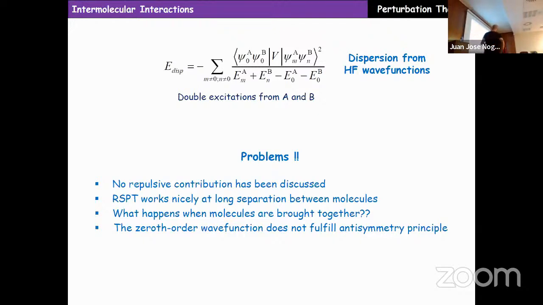Well, what are the problems here? All the problems here are those associated to the fact that there is an overlap between the electrons of A and B, and this simplified perturbation theory without overlap doesn't work.